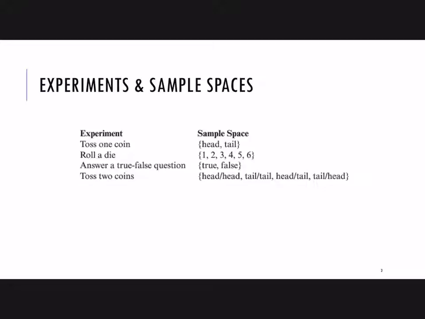Then if the experiment is rolling a die, we've got 1 through 6 as the possible options in the sample space. Answering a true-false question, then the sample space would be true or false. And if the experiment is tossing 2 coins, then the sample space becomes those pairs of options. You could get heads on each coin, tails on each coin, a head on the first one and a tail on the second, or a tail on the first and a head on the second. So that would be 4 different options in the sample space.